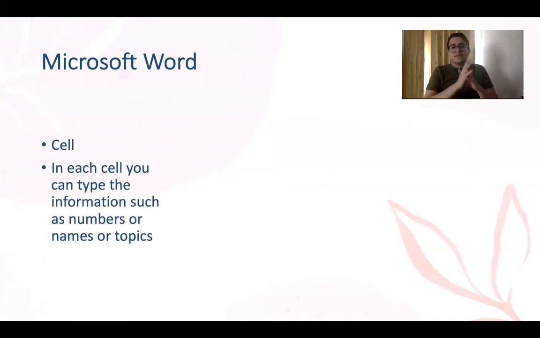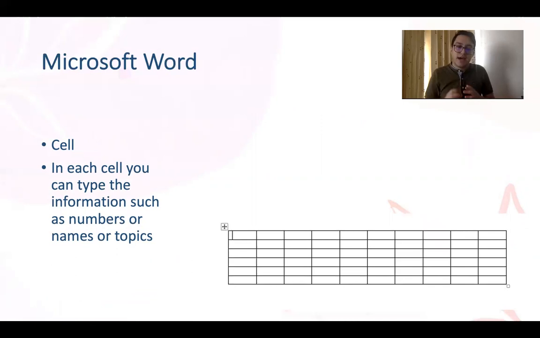Next, what was a cell? In each cell, you can type the information such as numbers or names or topics. So in each cell you can type inside. You can type what you need. You can type the information, the data, and the number. This is a cell. This is one cell.